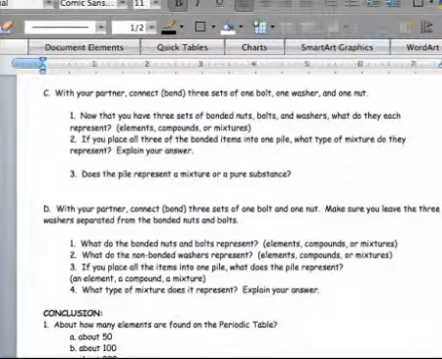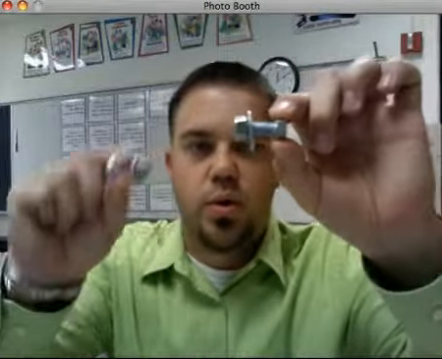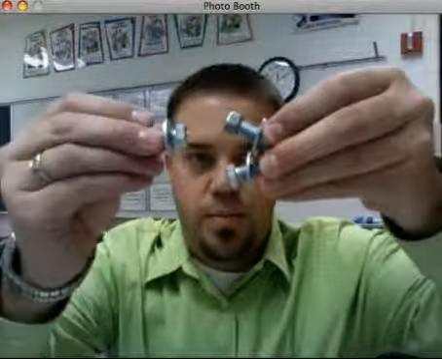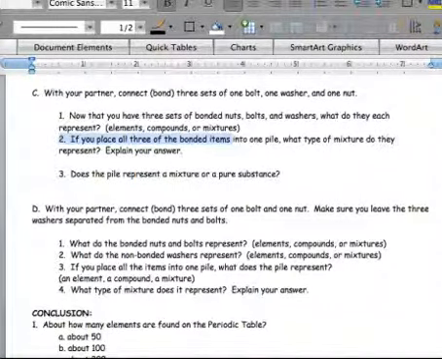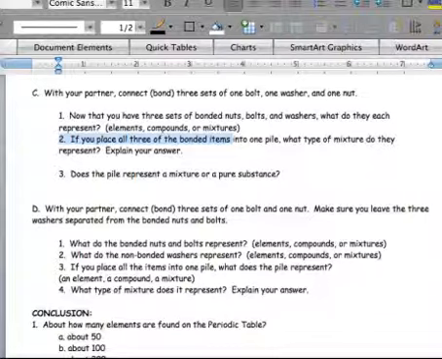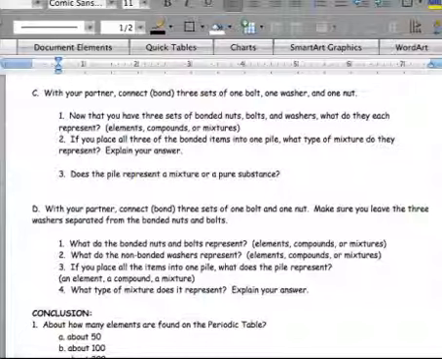We'll go down to Part C. In Part C, there is kind of a typo, which I'll talk about in a second. It says, with your partner, connect or bond the 3 sets of 1 bolt, 1 washer, and 1 nut. So this time, you have these. We bonded them all together. So I have the 1 washer, the 1 nut, and the 1 bolt, and we have all 3 of them. Okay, we're going to put them all into 1 pile. Now the typo is right here, number 2. Number 2, it says if you place all 3 of the bonded items in 1 pile, what type of mixture do they represent? Well, it actually isn't a mixture, so it's kind of a typo. So you can omit number 2 and just go down to number 3. So for Part C, just answer number 1 and number 3, and that's it.